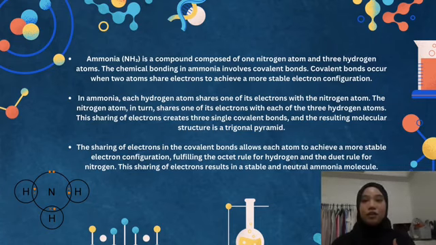As for nitrogen, which has 5 electrons in its outer shell, it will share 3 electrons with 3 hydrogen atoms, allowing it to attain a stable configuration with 8 electrons in its outer shell. So the covalent nature of the bonds in ammonia contributes to the molecule's overall stability and structural integrity. To summarize, ammonia is held together by covalent bonds, specifically sigma bonds, which form through the sharing of electrons between the nitrogen and hydrogen atoms in the molecule.